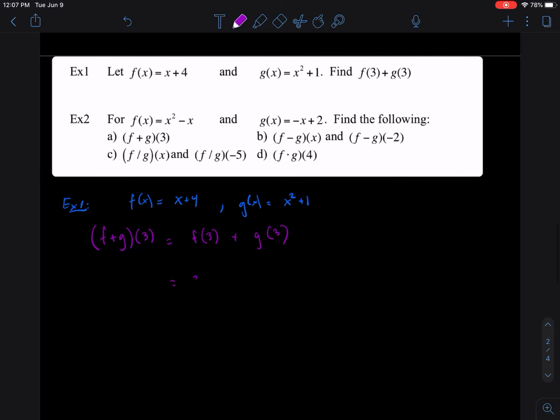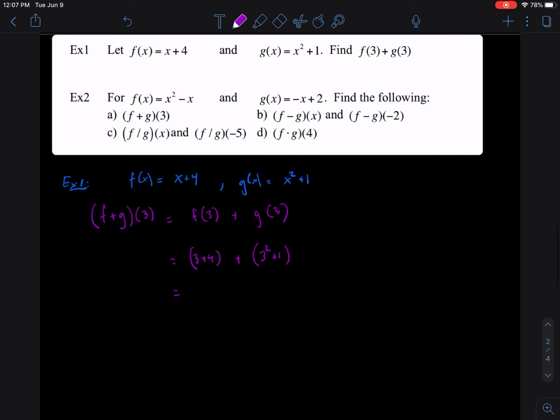So f of 3, meaning 3 plus 4 for the f function, and then g of 3, meaning 3 going into x squared plus 1, and that will give us 7 plus 10, so 17.